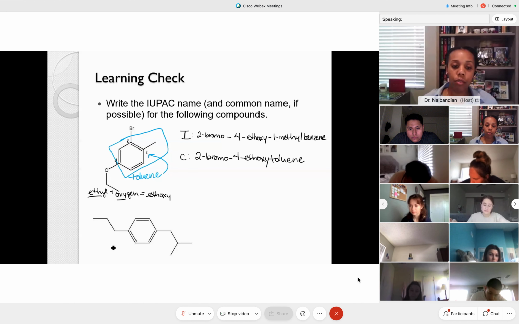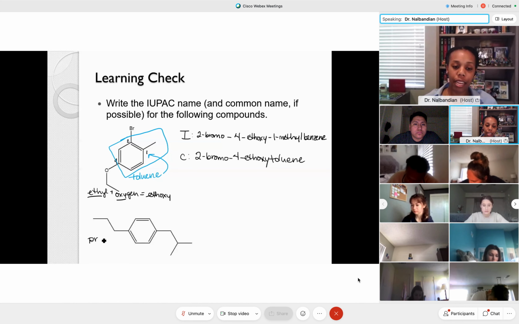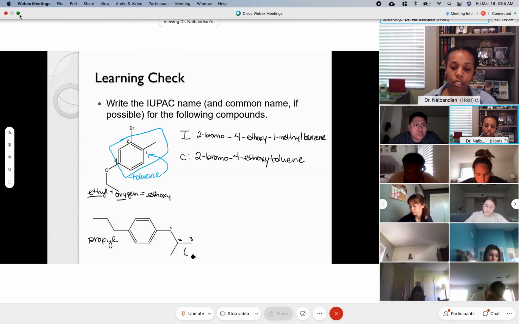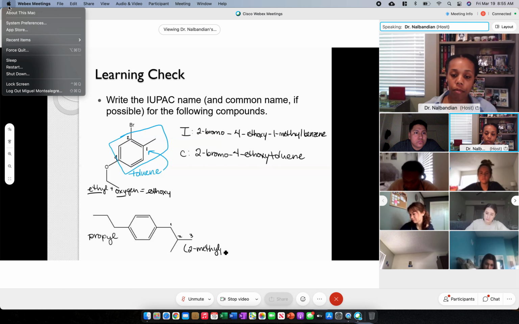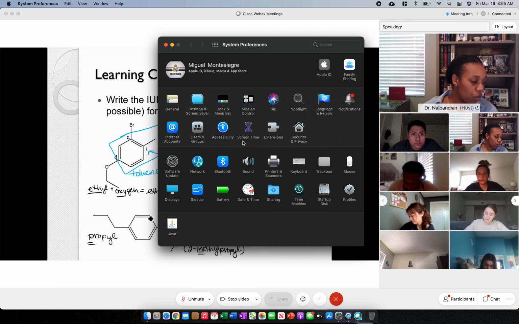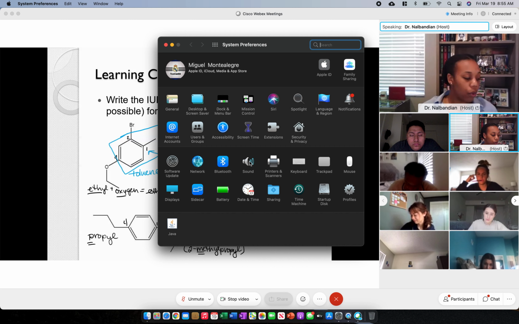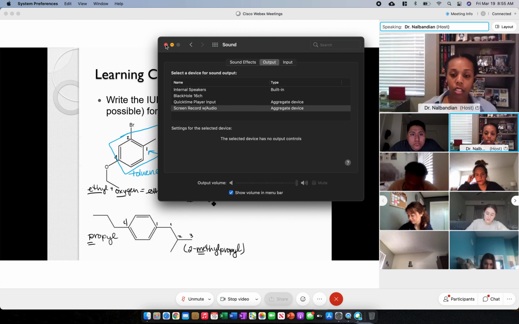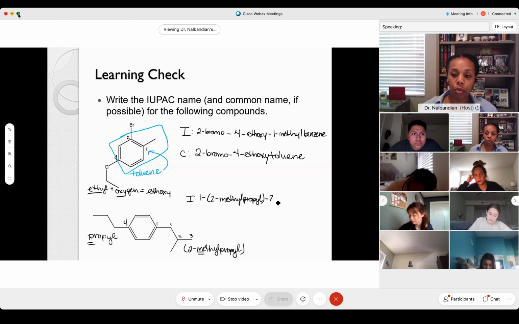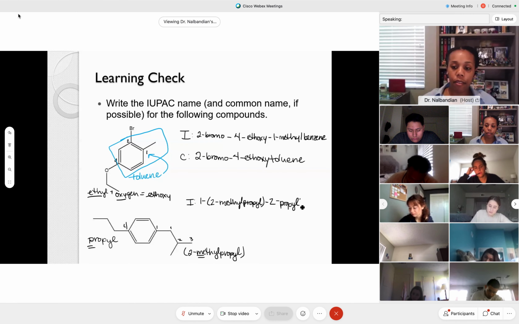All right, for this one, we have a 1, 4. Which one is going to be on carbon 1? We have a tie. We have a propyl, 1, 2, 3, and here we have 2-methyl propyl. M versus P. So we know which one is on carbon 1 and which one's on carbon 4. So here the name would be 1-(2-methyl propyl)-4-propyl benzene.